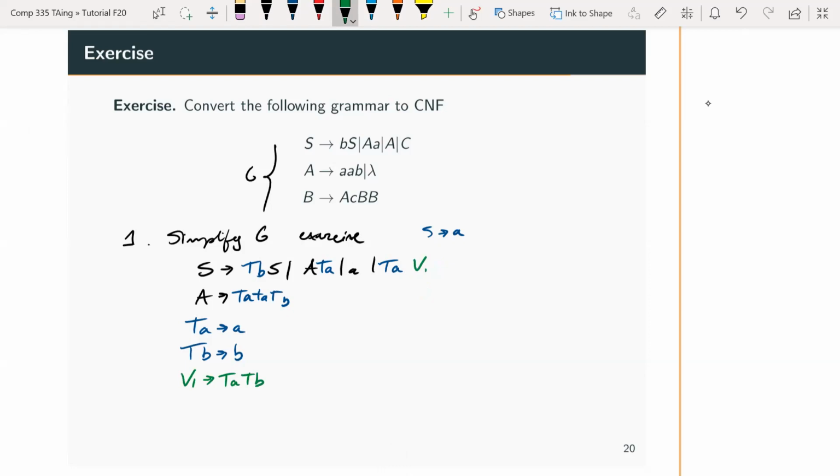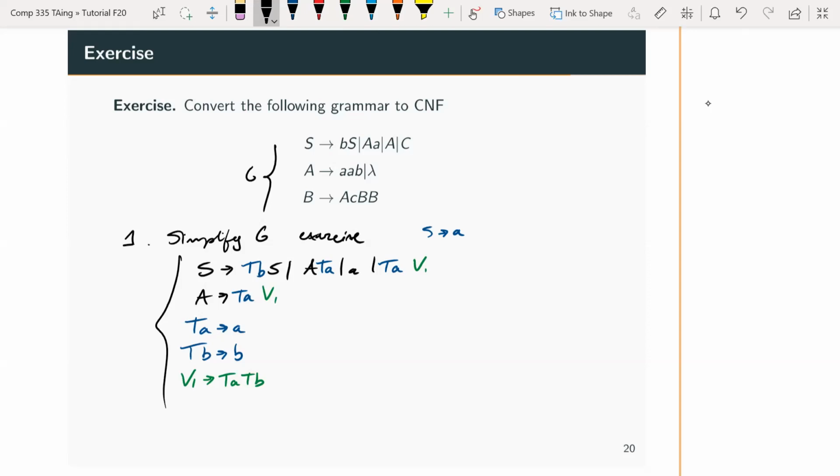And then here, I'm lucky I don't need to do the same thing again, because I can just replace TATB by, again, V1. And this, if you look carefully, is going to be in Chomsky normal form.